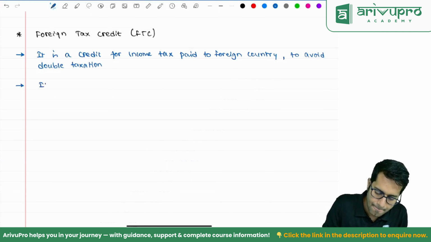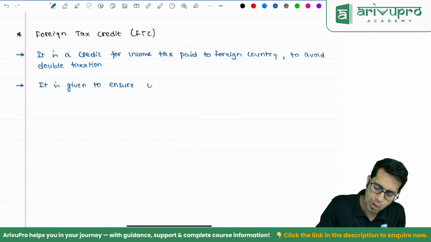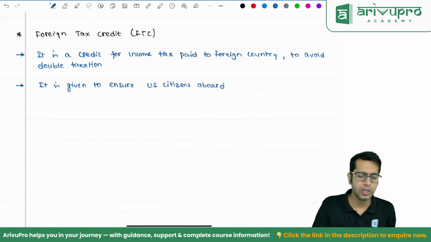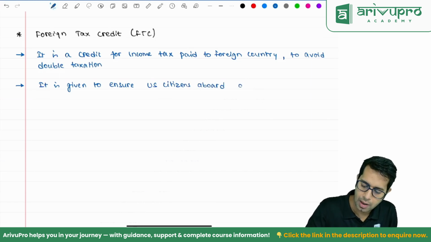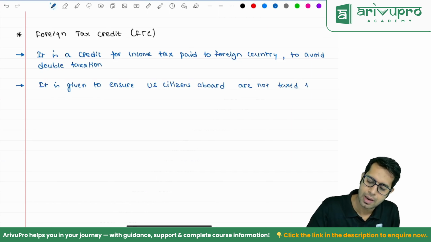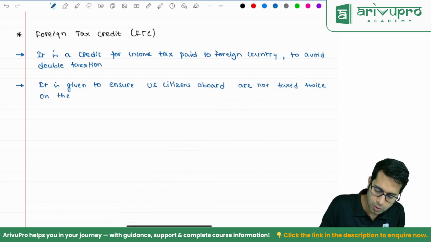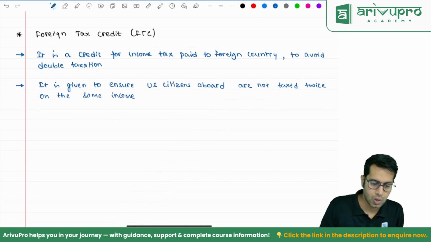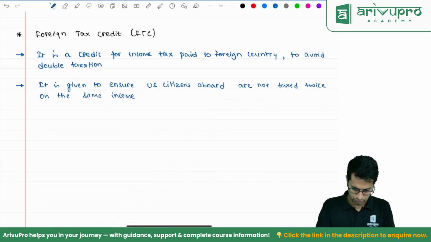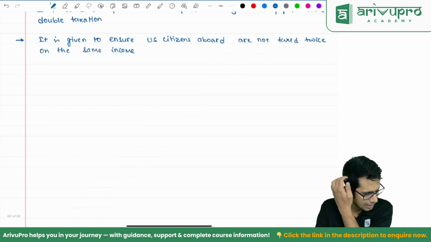It is given to ensure US citizens abroad, all the US citizens who are abroad, are not taxed twice on the same income. On the same income, you are not paying taxes 2 times. So for that reason, they are giving this particular benefit.